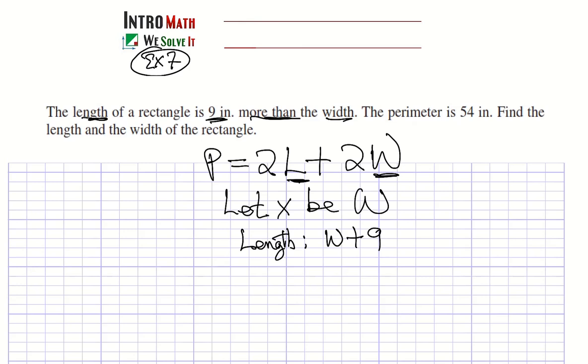Okay, and then they also give you that the perimeter is 54. So you have all the variables there you need. You know what? Let's actually, we don't need X. Sorry, we don't need X because we know that the width W is the width.